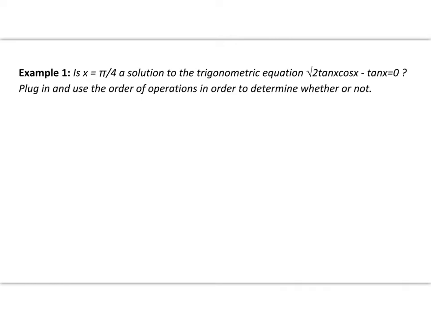Before we start actually looking at how to solve some of these equations, let's look at how we can check our work and know that if our answer is actually a solution. So that's what example 1 is saying, right? Is x equals pi over 4 a solution to this equation? And you're going to have to imagine that those square roots have a bar over them. I don't know why the computer isn't showing that right now.